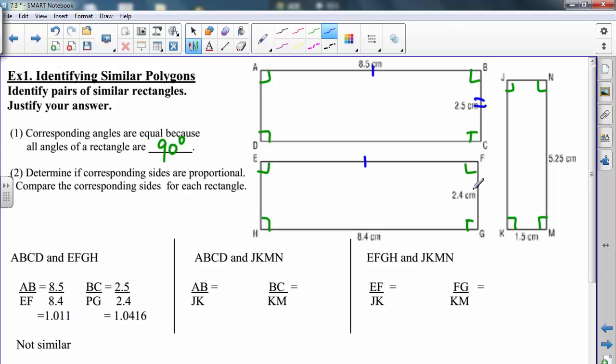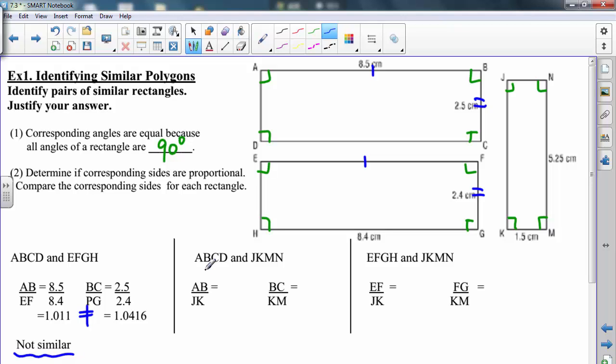BC corresponds to FG. So I will make these two side lengths into one ratio. So 2.5 to 2.4. If I change this ratio to a decimal, it's around 1.0416. I find these two ratios are not equal. Although their corresponding angles are equal, their corresponding sides are not proportional, so they are not similar rectangles.